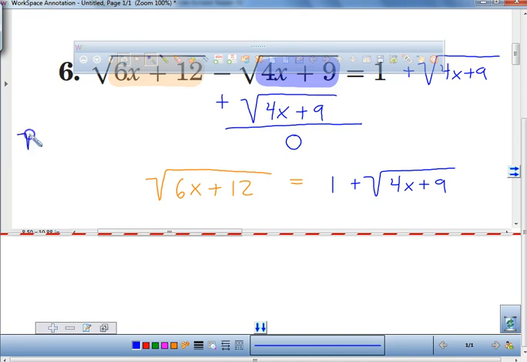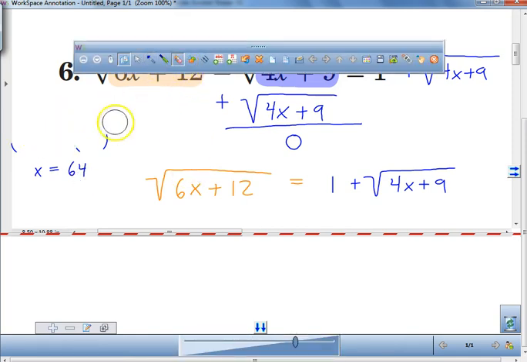Now, if I ever wanted to get rid of a radical, if I say radical x equals 8, what could I do to both sides? I could square, right? If I square, that becomes x, this becomes 64, and you're done. So whenever you want to get rid of a radical, use square.